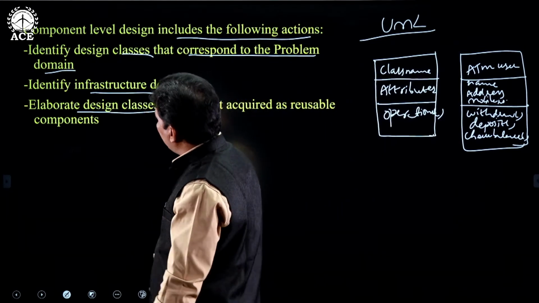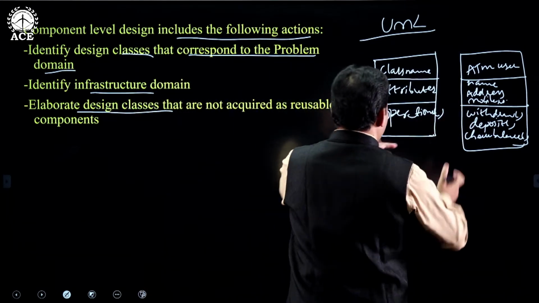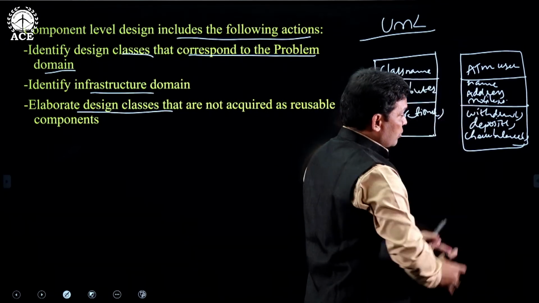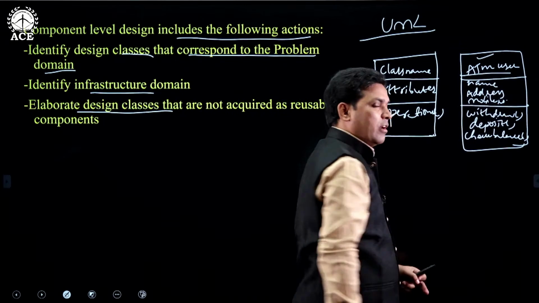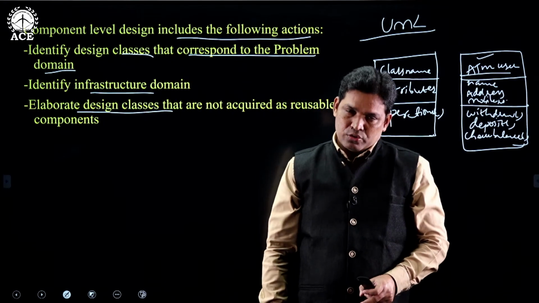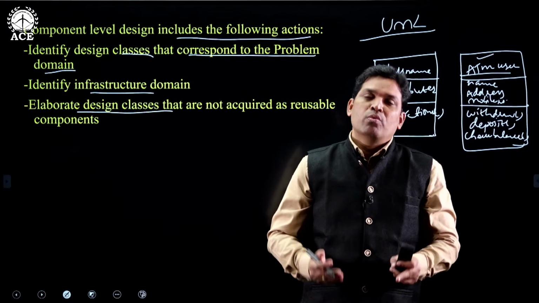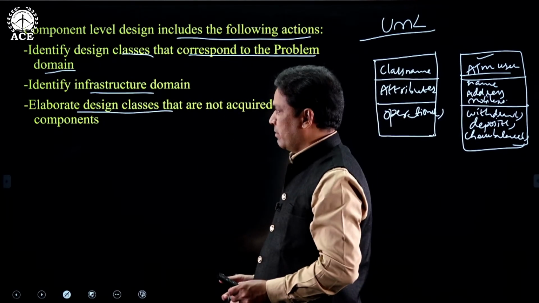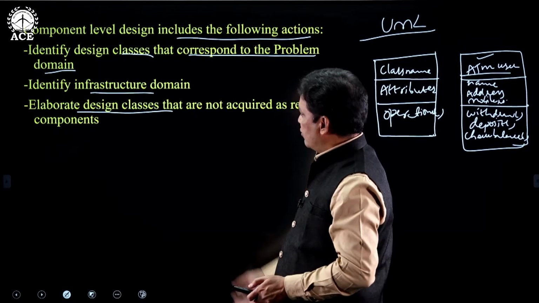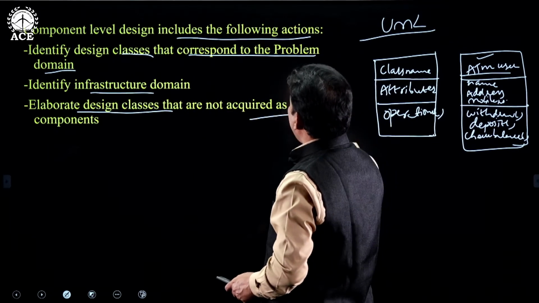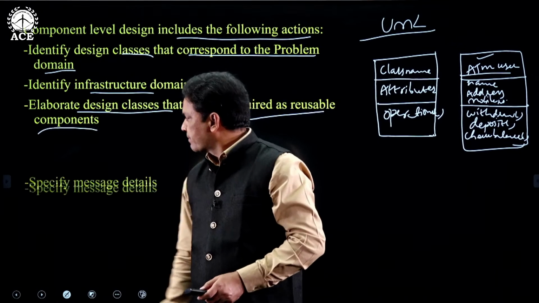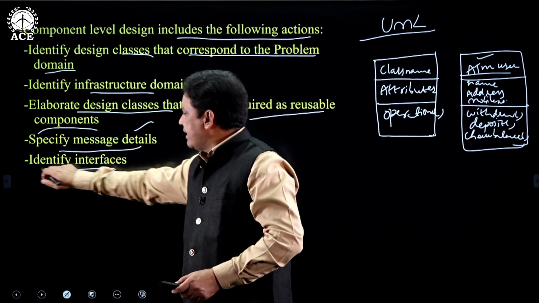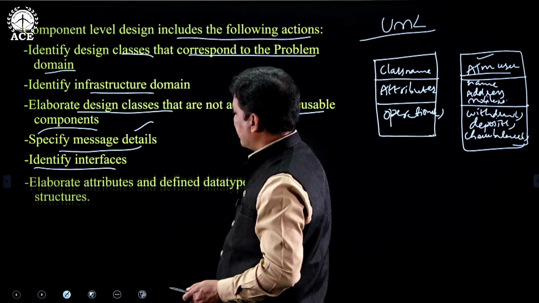So what exactly here? Elaborating design classes means not just giving a few attributes and operations. You have to give elaborated attributes and operations for ATM user. That is elaborating the design class. So who is the elaborated design class helpful to here? The programmer who is going to generate source code for them, right? That is the purpose of elaborating design classes. Elaborate design classes that are not acquired as reusable components, right? Specify message details. Identify interfaces, right? What are the various interfaces?